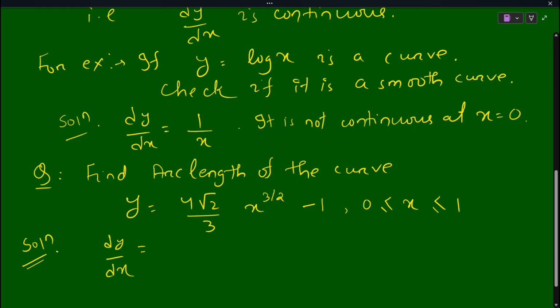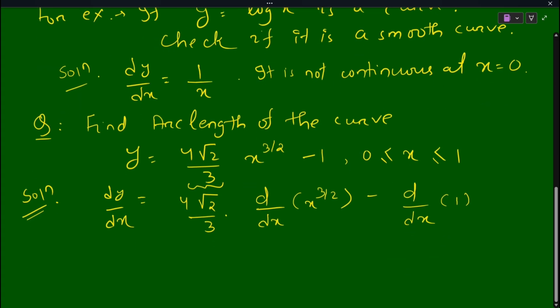So what will be the value of dy by dx? Let's find out. See here, the constant term is 4 root 2 by 3, so the constant term will remain the same. Then the derivative of x to the power 3 by 2, then minus the derivative of 1. Now this value is equal to 4 root 2 by 3 and the derivative of x to the power 3 by 2.